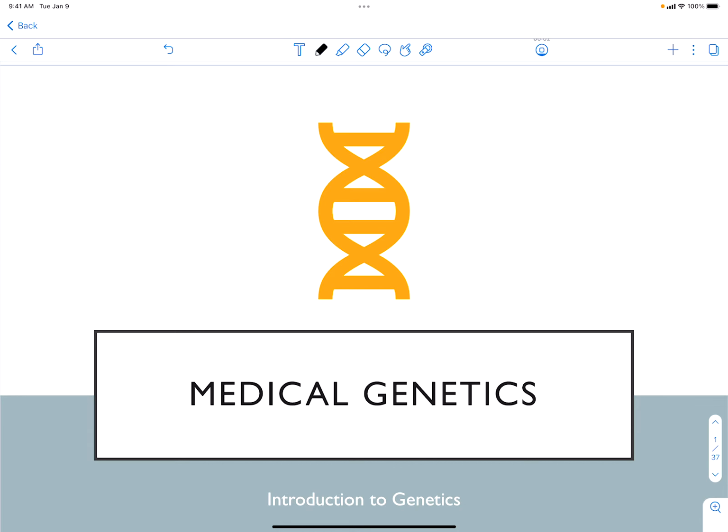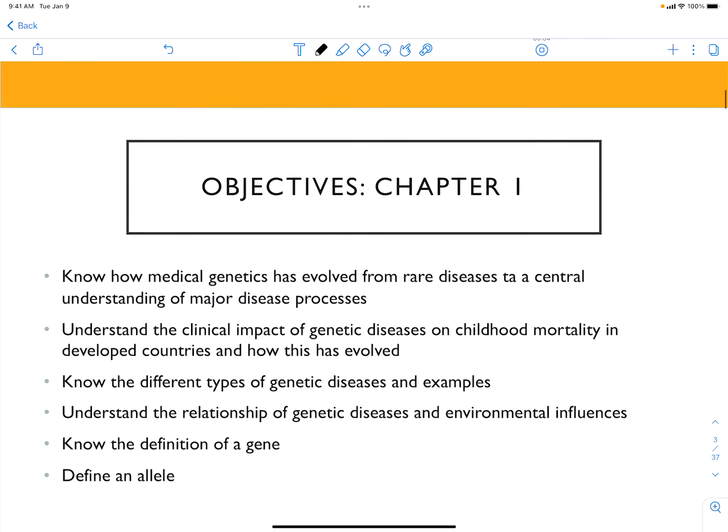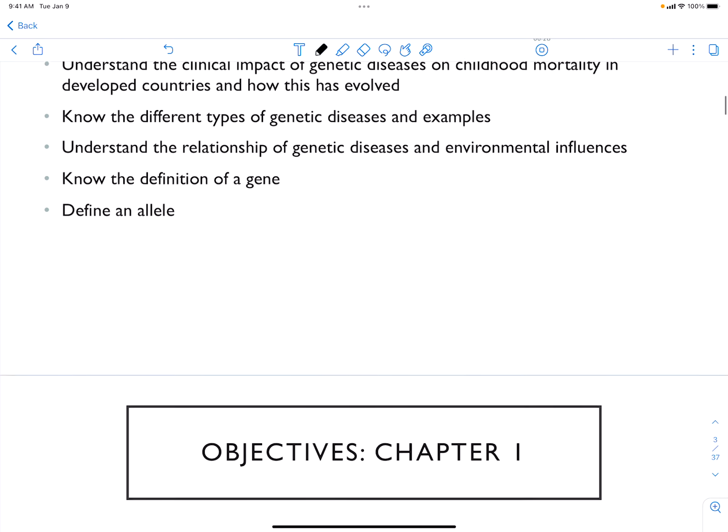All right, so here we're going to talk about an introduction to medical genetics. So we're going to give some background and some history, talk a little bit about some diseases and how genetics has evolved over time. We'll talk about the different types of genetic diseases, such as chromosome, single gene disorders, etc. And then we'll also discuss what is a true genetic disease versus what is a multifactorial disease that has also environmental influences.